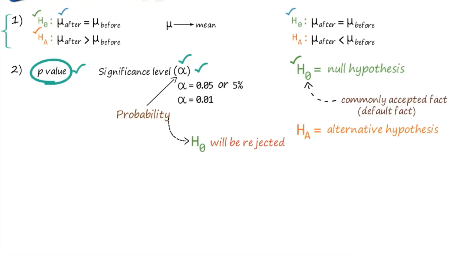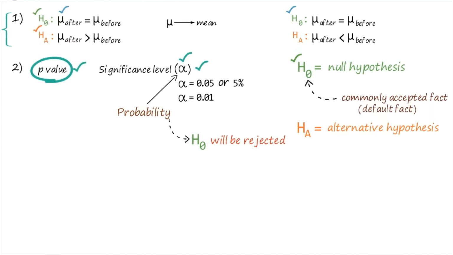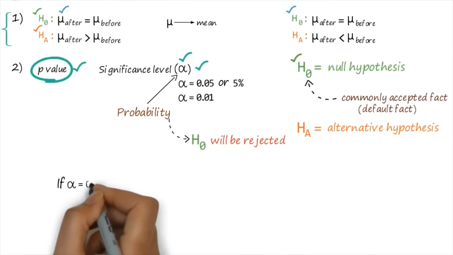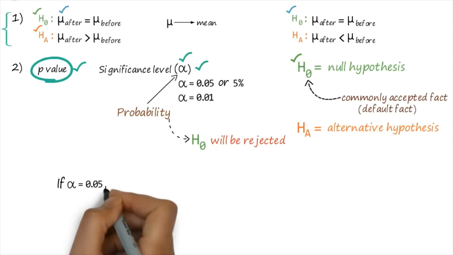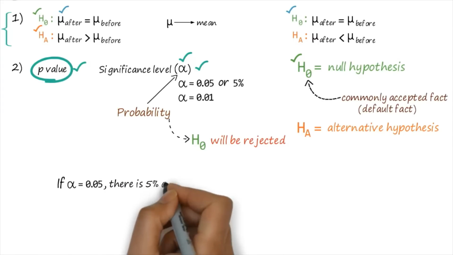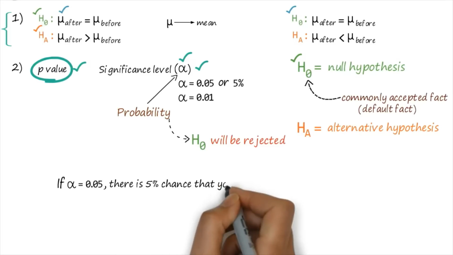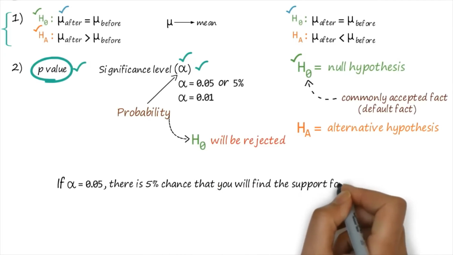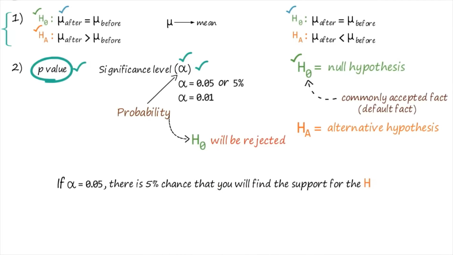Writing alpha value 0.05 is the same as writing alpha value 5%. Now what is the meaning of this line? See, if you see the alpha value as 0.05, then the meaning of this is there is a 5% chance that you will find the support for the alternative hypothesis.